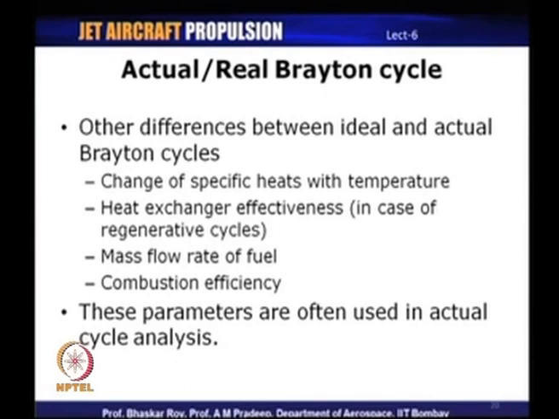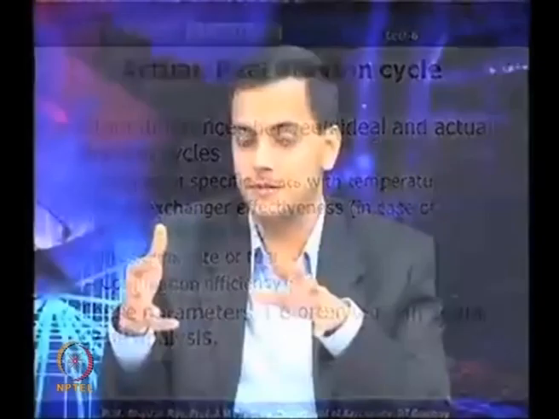Now, there are also some other differences which occur between ideal and actual cycles, which are sometimes used in cycle analysis. One is the change of specific heats with temperature. Now, we have assumed in the ideal cycle, for cold air standard assumptions, that specific heats do not change with temperature, which is not really true. Specific heat before combustion and after combustion could be substantially different. So, there is a change in specific heat which also could be considered.